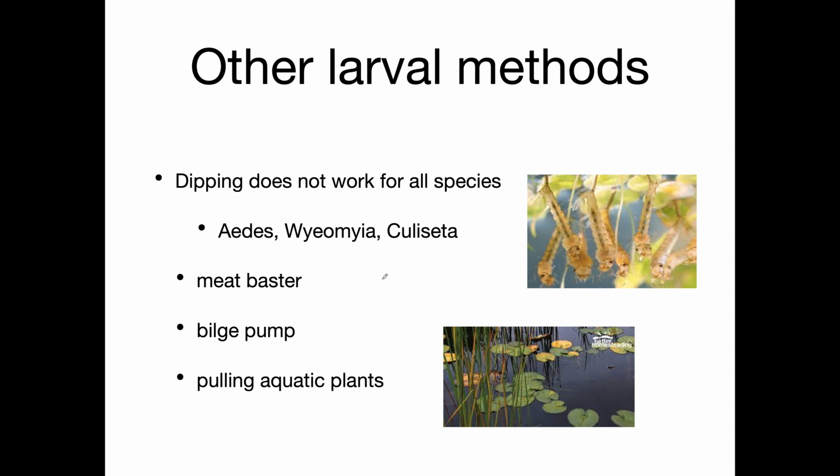Other methods for larvae: dipping doesn't work for all species. For the Aedes aegypti mosquito, it works for some of them, but not all of the different Aedes species. For Wyeomyia and Culiseta, you can use a meat baster, you can use a bilge pump, or you can pull up aquatic plants. Some will actually lay their eggs along the stems of aquatic plants underwater. That's what's going on here. These are larvae that are attached to plant material underwater. So you would need to pull up the plant material and then look for the larvae actually attached to plant stalks in water flora.